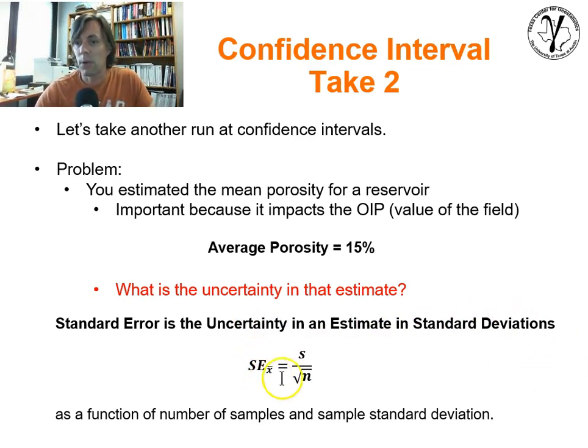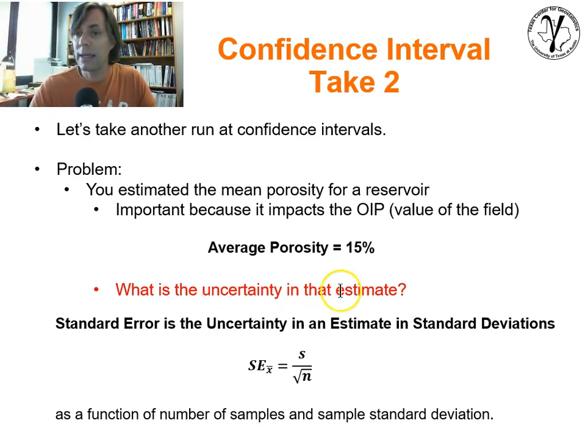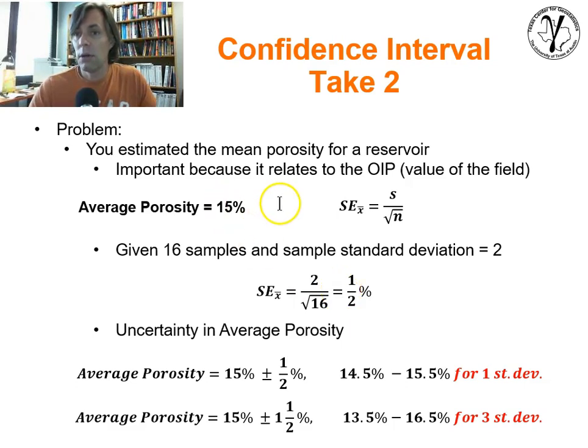So this is pretty useful. We have from that equation what the uncertainty is: how much spread, the standard error in standard deviation, so it's the measure of the amount of spread in that estimate. So if we have an average porosity of 15%, we can calculate standard error. Let's assume we had 16 samples and sample standard deviation was 2.